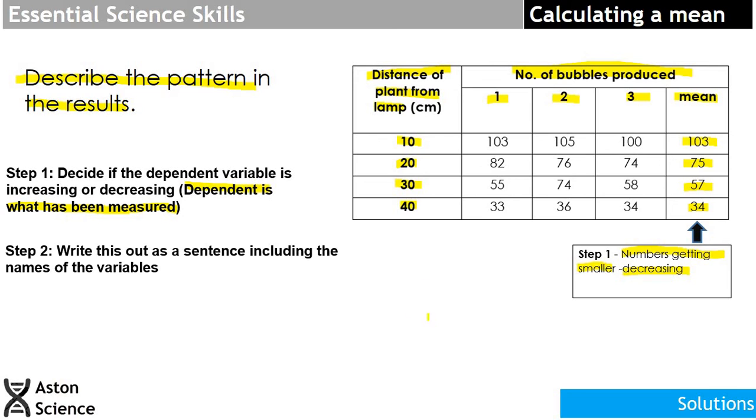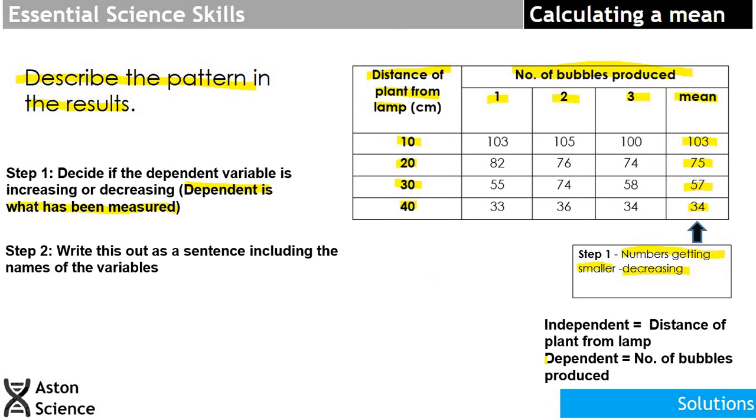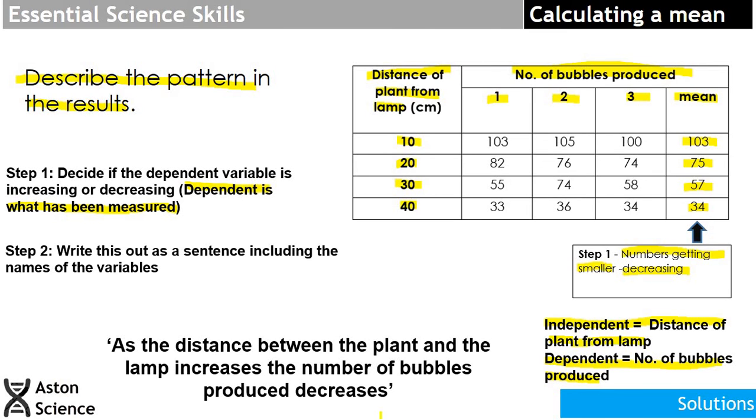So, just the same as last time, we need to write this out as a sentence, including the name of the variables, which are the dependent being the number of bubbles produced, the independent being the distance of the plant from the lamp. So the answer would be, as the distance between the plant and the lamp increases, the number of bubbles produced decreases. So well done if you got that.